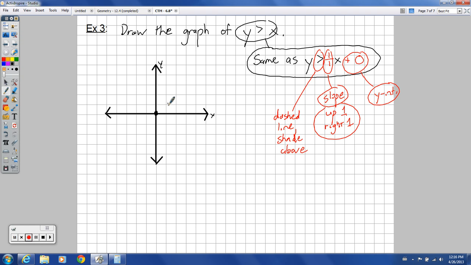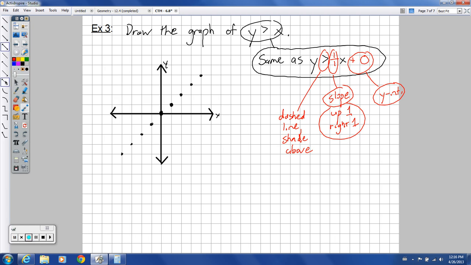If you go up one and right one, you got another point. That pattern is going to continue. So you can keep going up one and right one, get new points. If you went the other direction, down one, you'd have to go to the left one to get new points. So that pattern will continue this way as well. This would be a dashed line, connecting all those dots. And we are shading above.